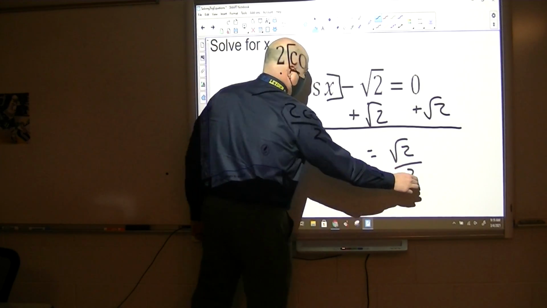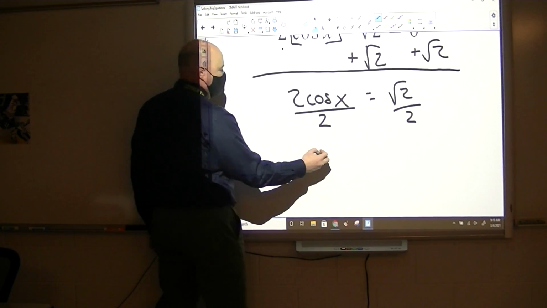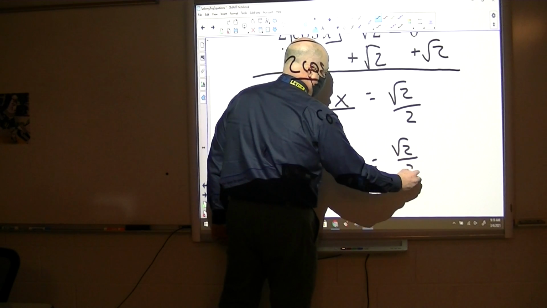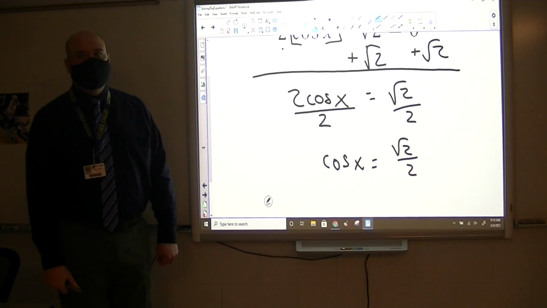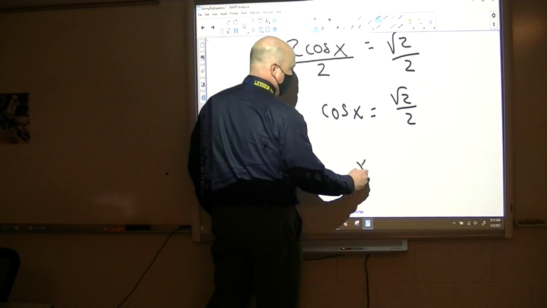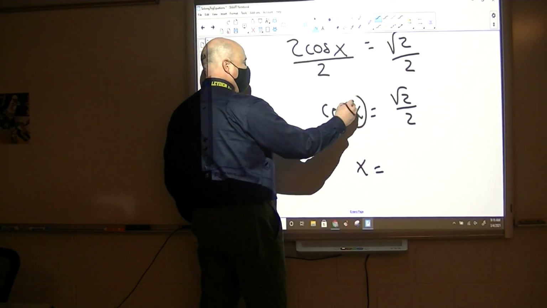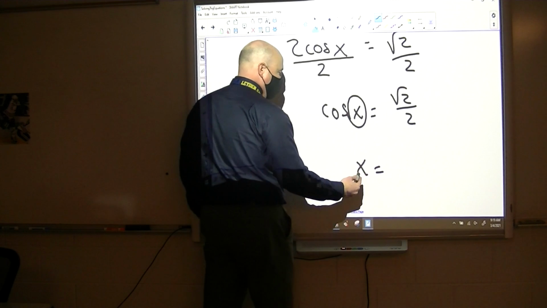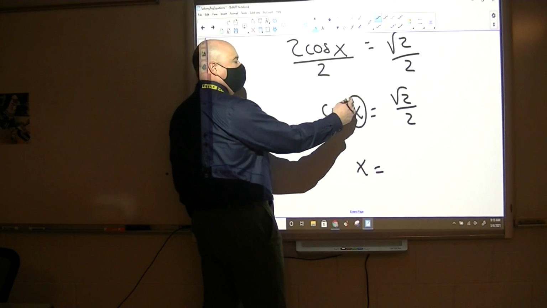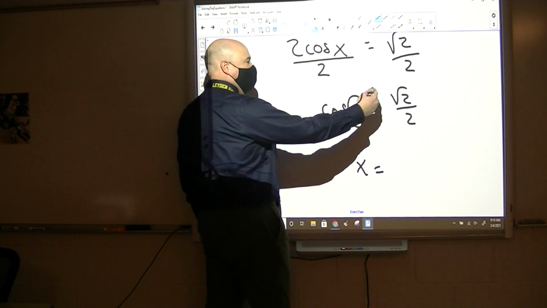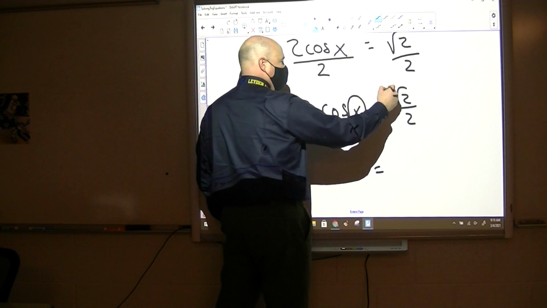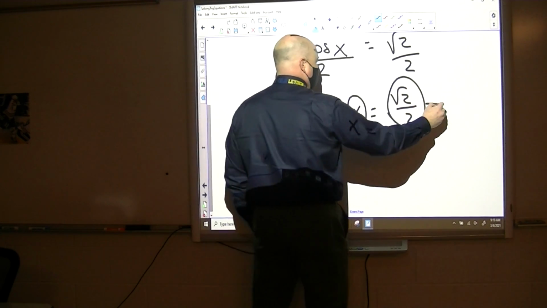Divide by 2 on both sides. We get cosine x equals radical 2 over 2. Okay? So x, remember, this is an angle. So we have to say x is equal to an angle. And when we take the cosine of an angle, we get the x coordinate on the unit circle. So look for this x coordinate.